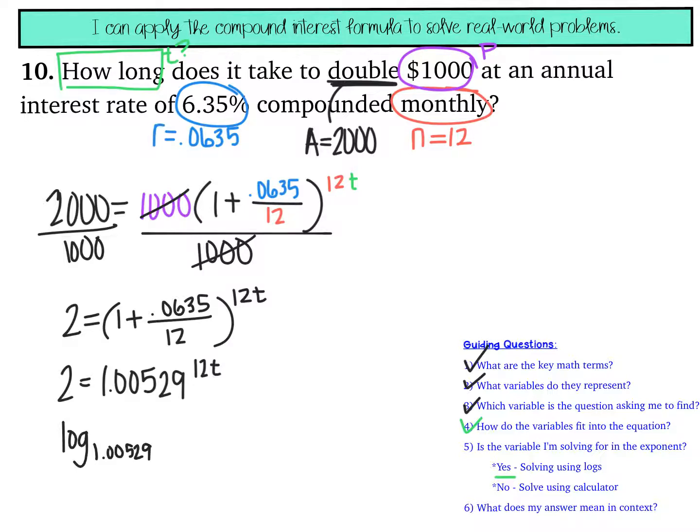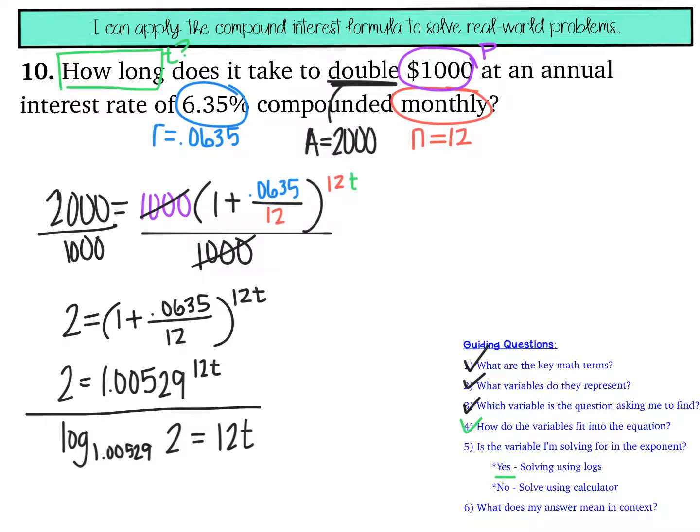1.00529 of what? Of 2 equals 12t. So that's just simply going back to rewriting the very second lesson, intro to logs. We took something from exponential form and we put it in log form. There is also another way to do it, and I just want to show that to you as well.